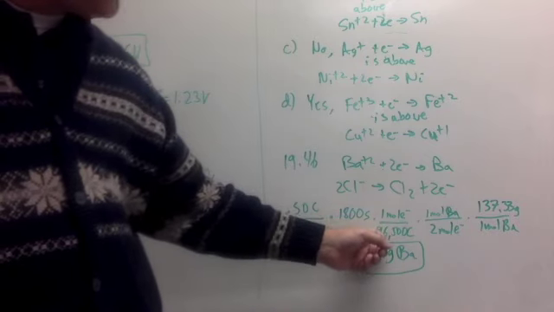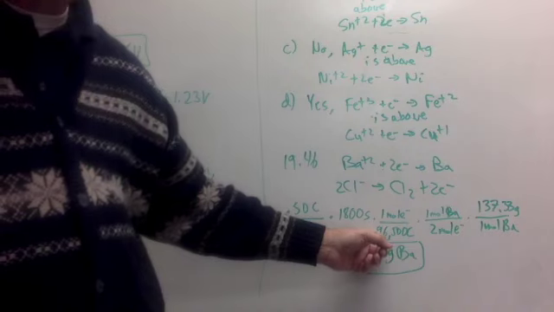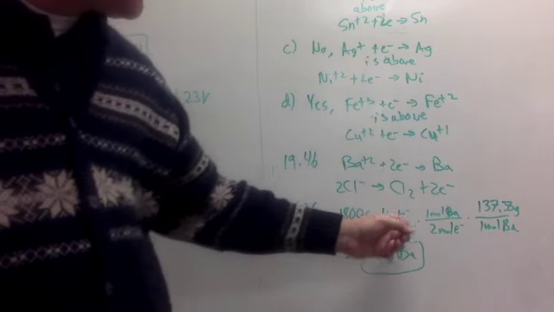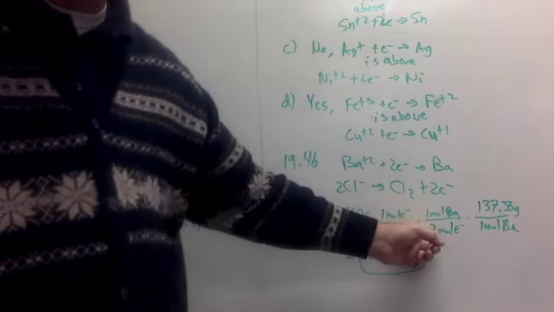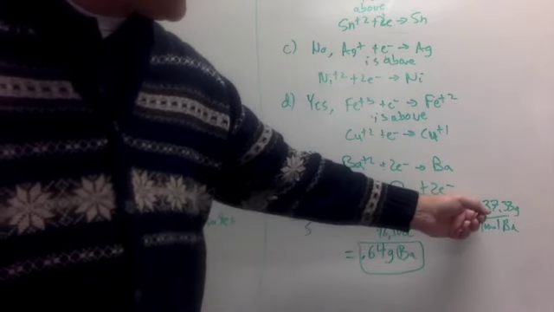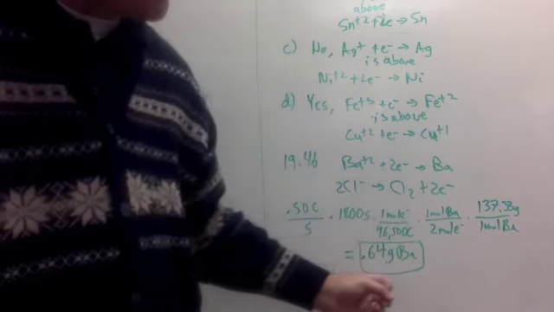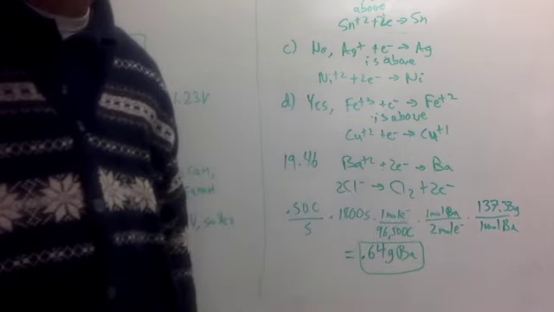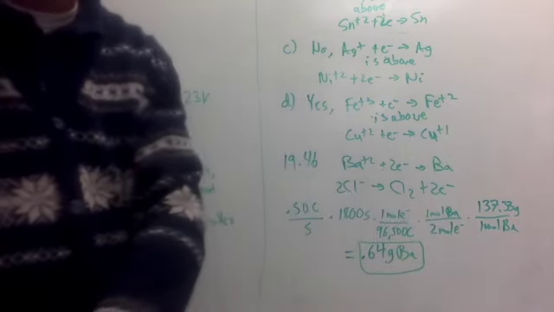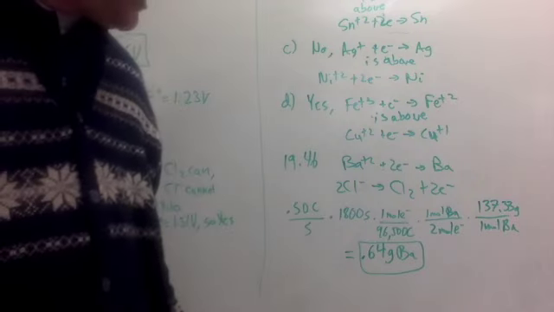1 mole of electrons is 96,500 coulombs. 1 mole of barium for every 2 moles of electrons. 137.33 grams of barium for every mole of barium. Work it all out to 0.64 grams of barium made in this reaction.